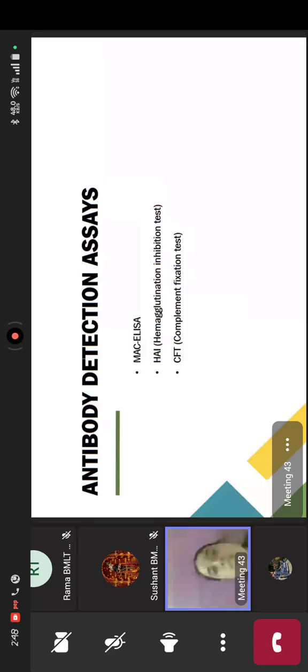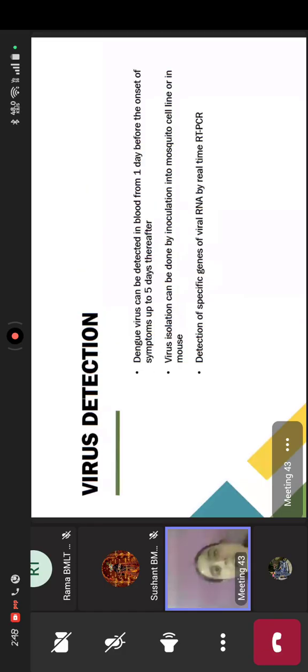Then if you want to detect the virus, if you are doing some epidemiological study or some research study, the dengue virus can be detected in blood from day 1 before the onset of symptoms up to 5 days thereafter, right? So you can easily detect the dengue virus in the blood from day 1 before the onset of the symptoms.